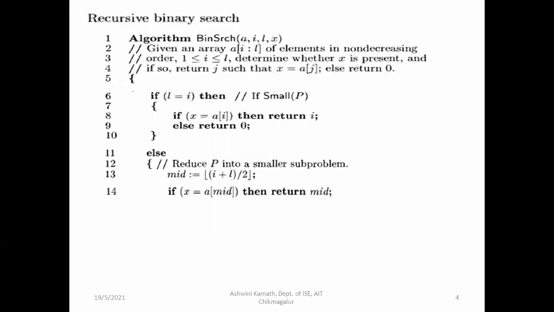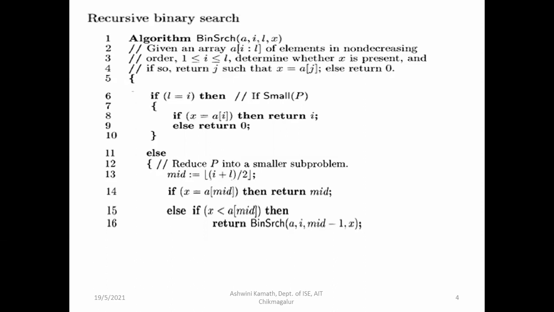If X is equal to A of mid, then return mid. First we are going to compare with the mid element. If these two values are equal, that is, the element you are going to search, X, is equal to A of mid, then return the mid value. That is the position of the element that is found. Otherwise, check whether X is less than A of mid. If so, it is on the left side of the array, and you search only in the left side.